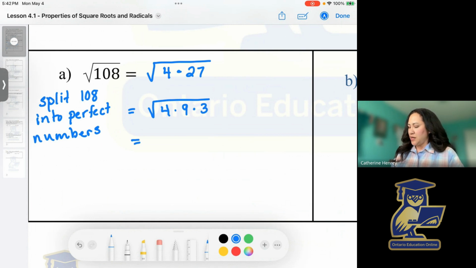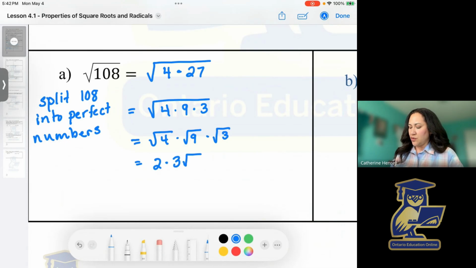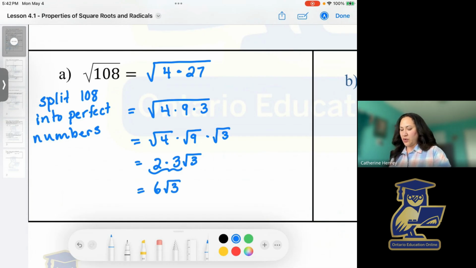And then we can split each of these into its own square root. So the square root of 4 times the square root of 9 times the square root of 3. And that's the product property. Then we simplify, we have the square root of 4 is 2, and the square root of 9 is 3, and we have the square root of 3. So 2 times 3, we would simplify that to 6. And so my simplified square root expression is 6 times square root 3.